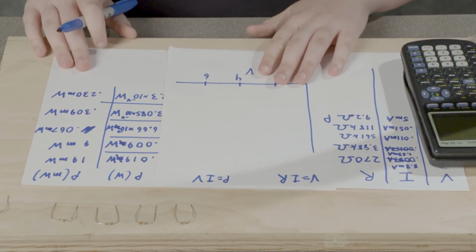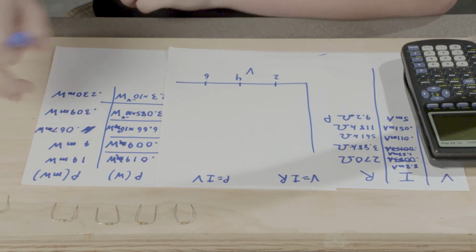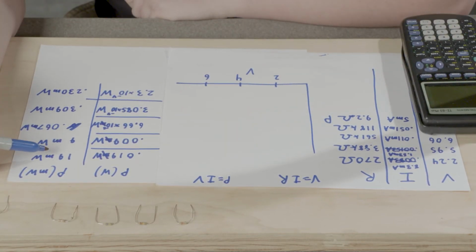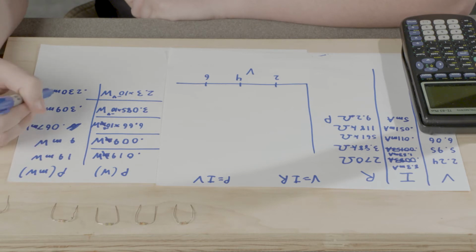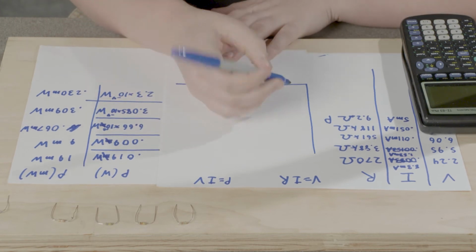So we can see from now where the most power is getting generated. It's actually from the 270 ohm resistor with 19 milliwatts, as you can see here. So let's do a little graphing.